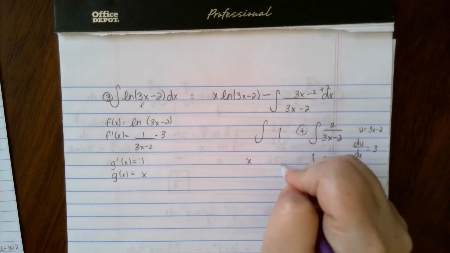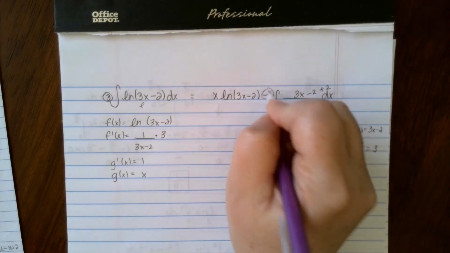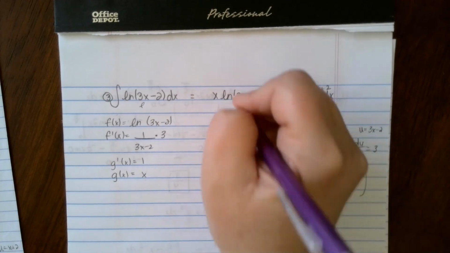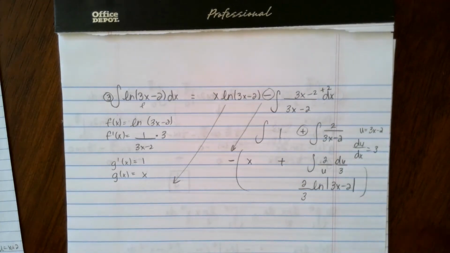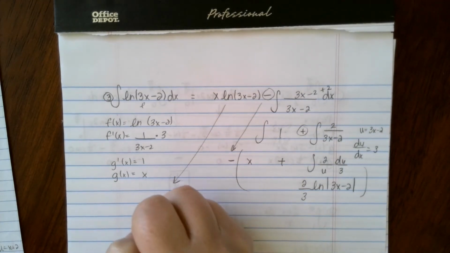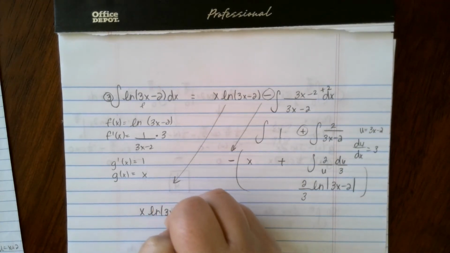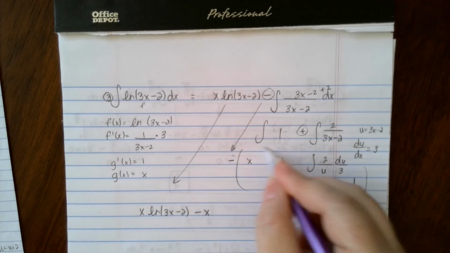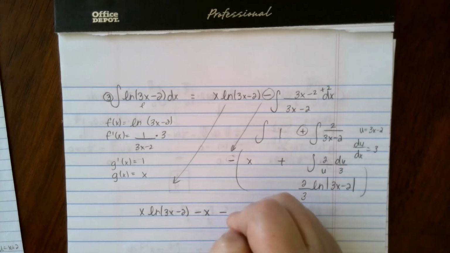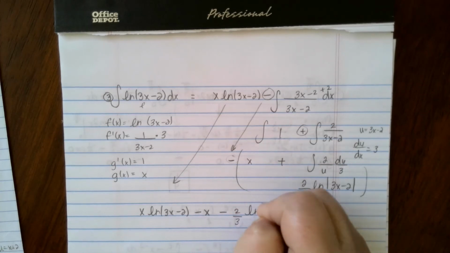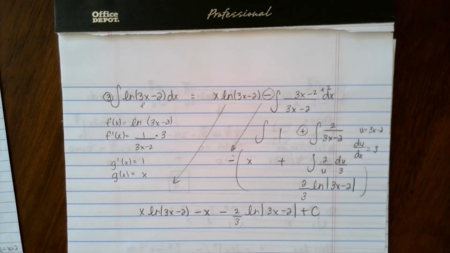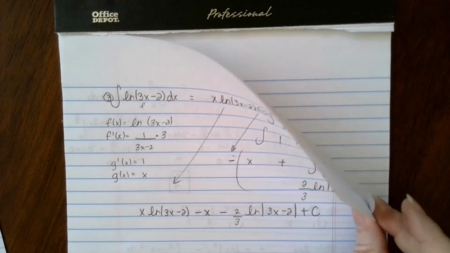This plus sign is right here. This minus sign comes down and distributes. So all my little arrows here. We've got x ln of 3x minus 2 to start, minus your x, and then minus goes with that, minus the 2/3 ln of 3x minus 2 plus c. Okay? All right, our last one.